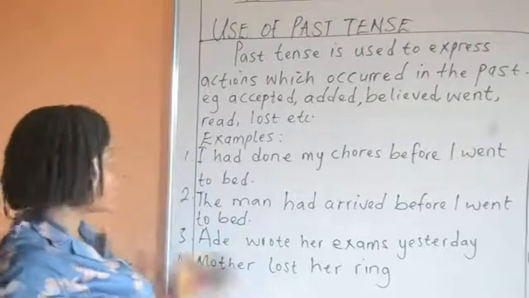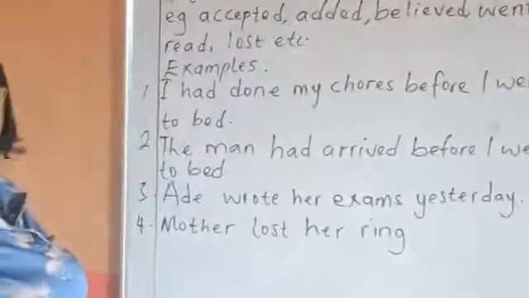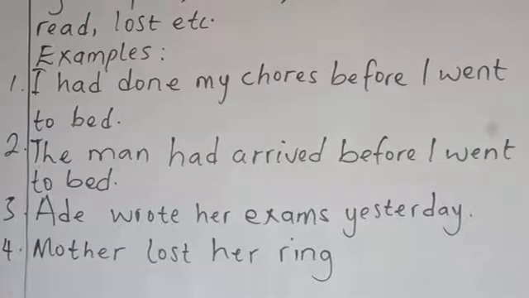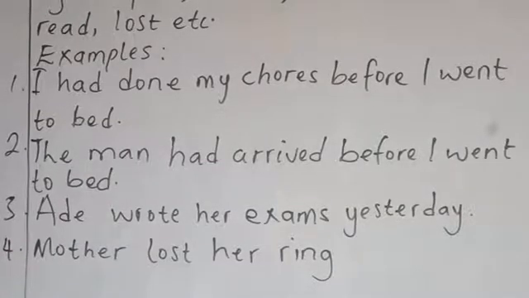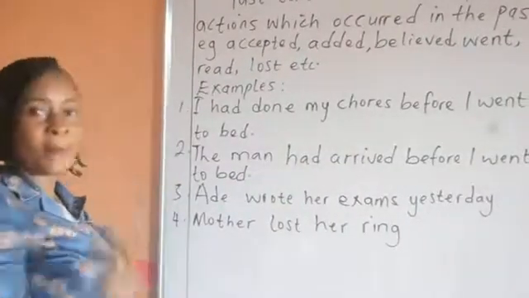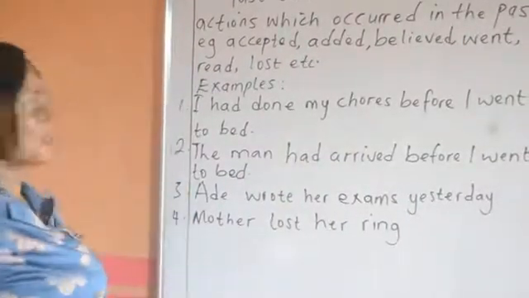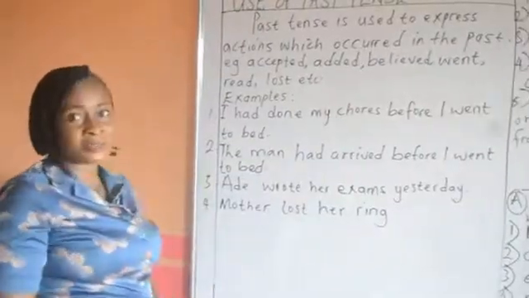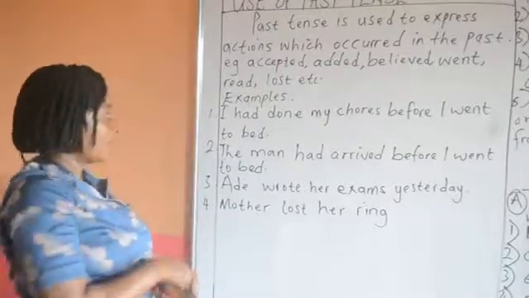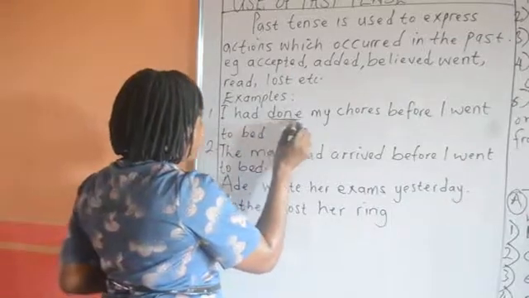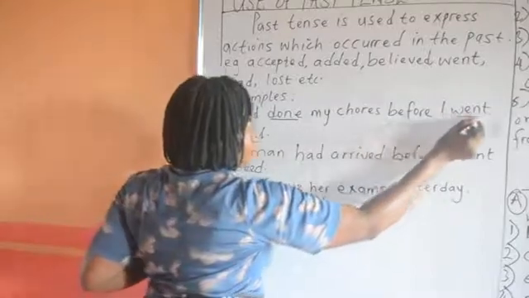Alright, some examples of the use of past tense. How do we use past tenses in our sentences? Number one, I had done my chores before I went to bed. In this particular sentence, we have more than one verb there. Who can tell me? The first one is done, and the second one is went.